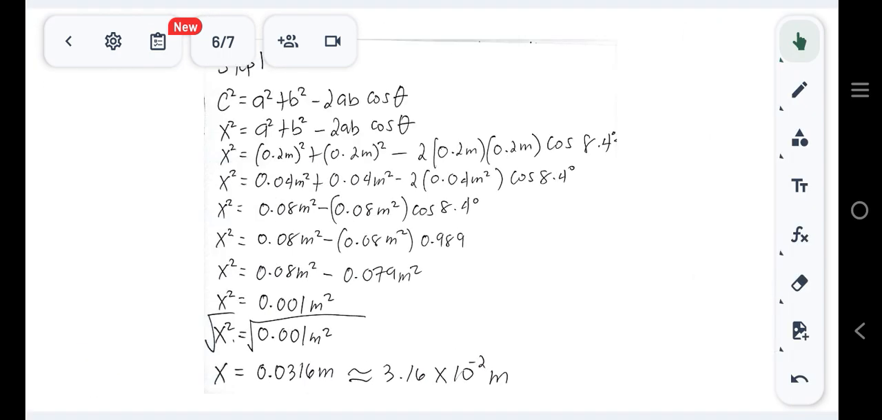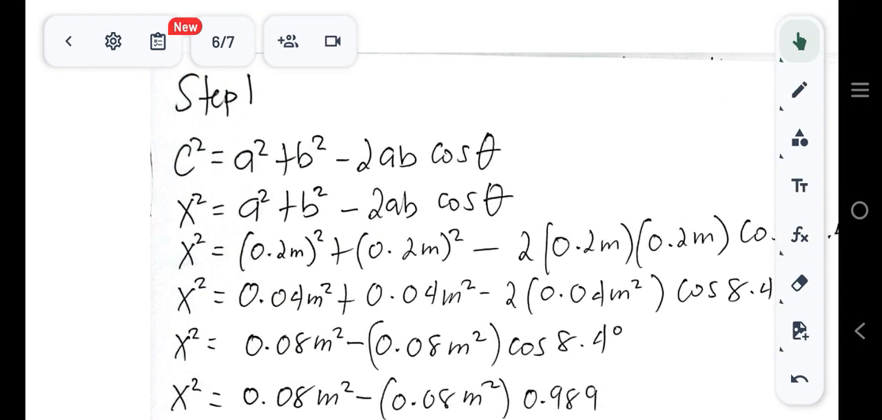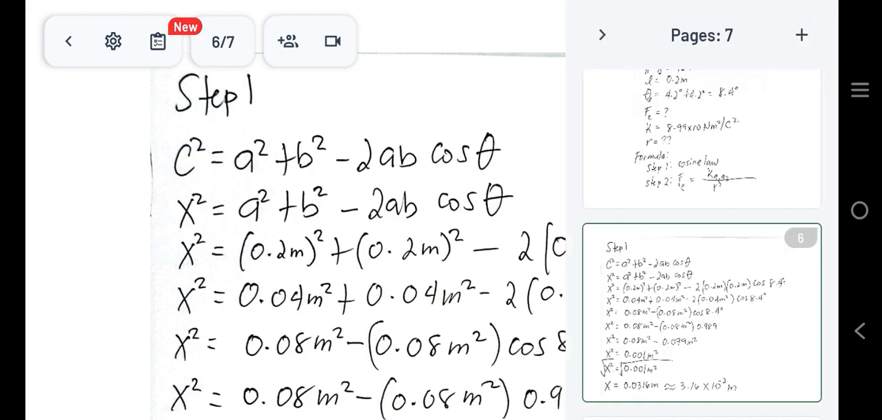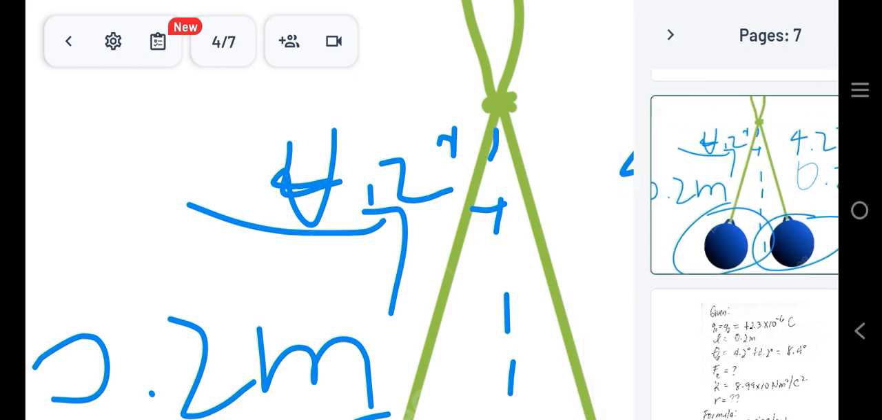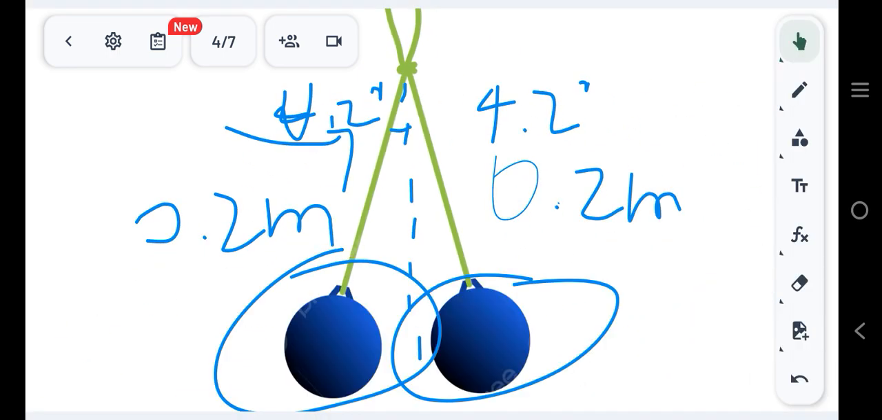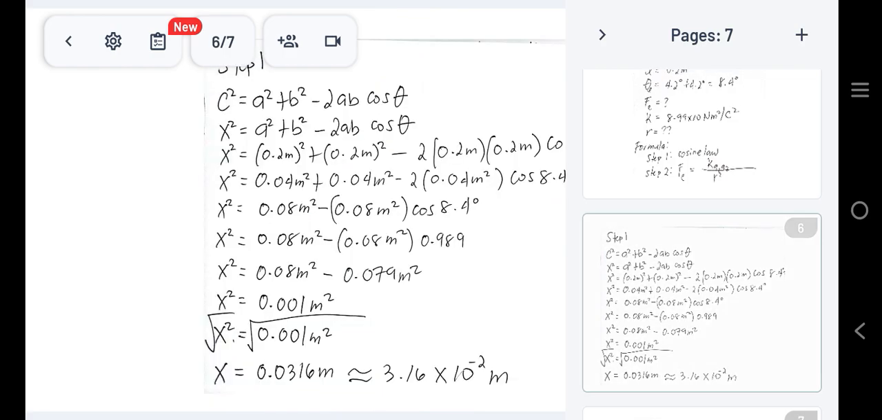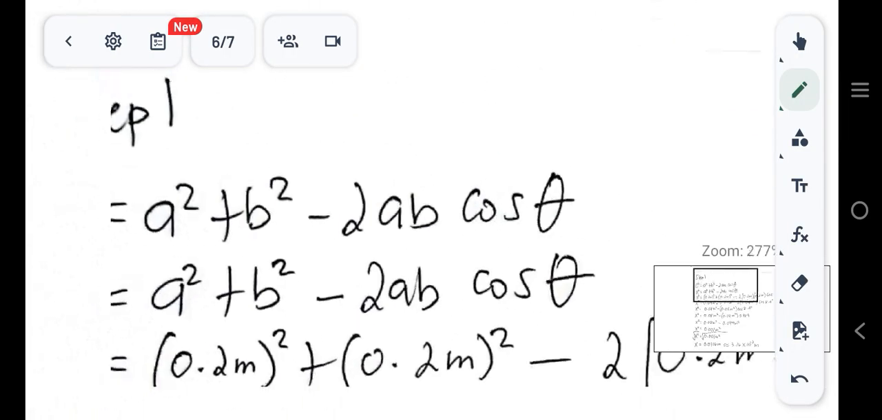Basically, the cosine law is this one: c squared equals a squared plus b squared minus 2ab cosine theta. The cosine law is used to find the length of a side of a triangle. In the case of the lato-lato balls, we don't have the x, and that is what we want, the distance. So we will be trying to find the x here.